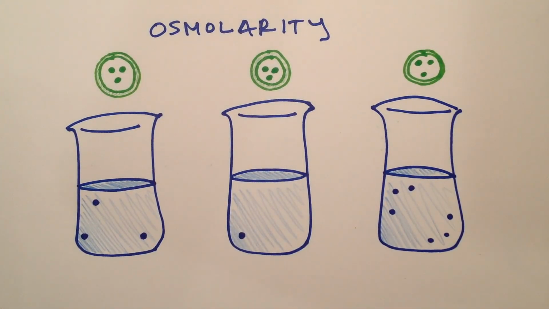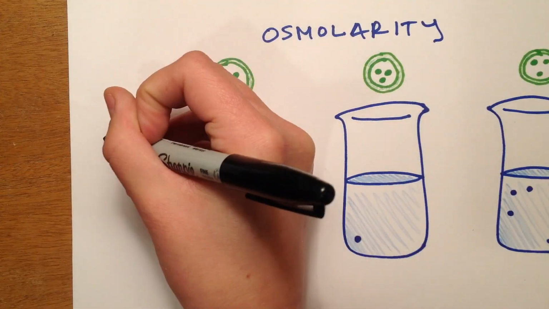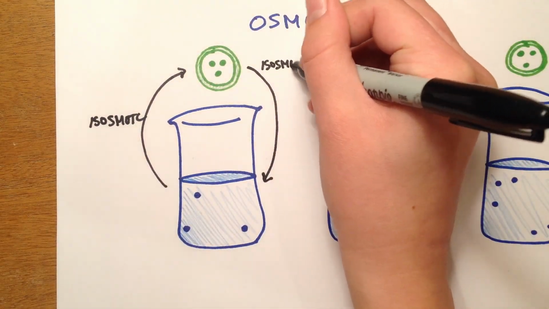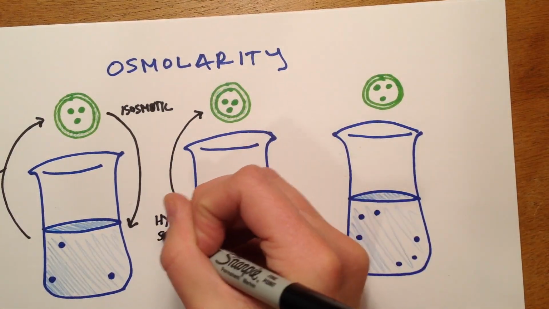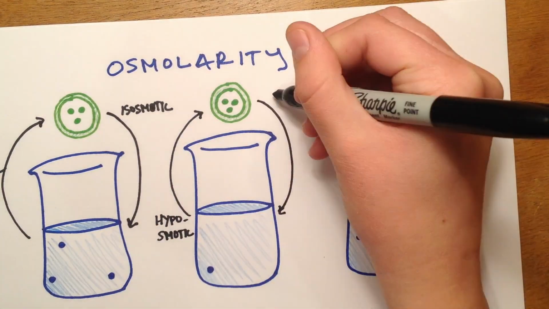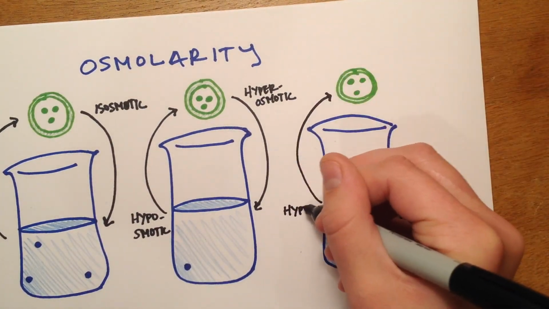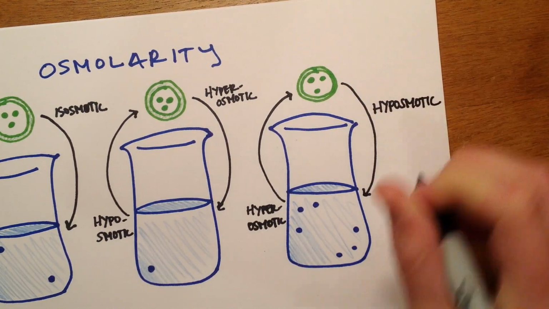Because the solution in beaker 1 and the cell have the same concentration, the solution is isoosmotic to the cell and the cell is also isoosmotic to the solution. Because the concentration of the solution in beaker 2 is less than the concentration of the cell, the solution is considered hypoosmotic to the cell and the cell is hyperosmotic to the solution. In beaker 3, the solution is more concentrated than the cell, so the opposite terms would be used to describe the comparison.